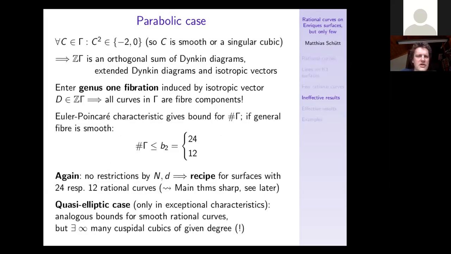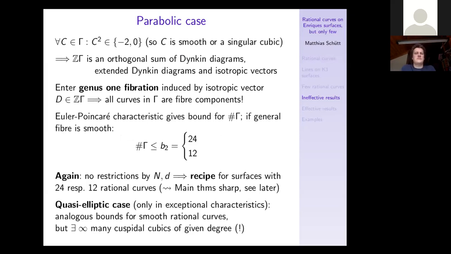The parabolic case is quite similar. Here, it's negative semi-definite, so the squares of the curves in gamma can all be -2, smooth rational, or they could be 0. So this would be singular cubics, nodal or cuspidal. And in this case, by the same kind of argument, Z gamma is an orthogonal sum of Dynkin diagrams, extended Dynkin diagrams, and of course we have to allow for isotropic vectors. So this would correspond to the singular cubics.